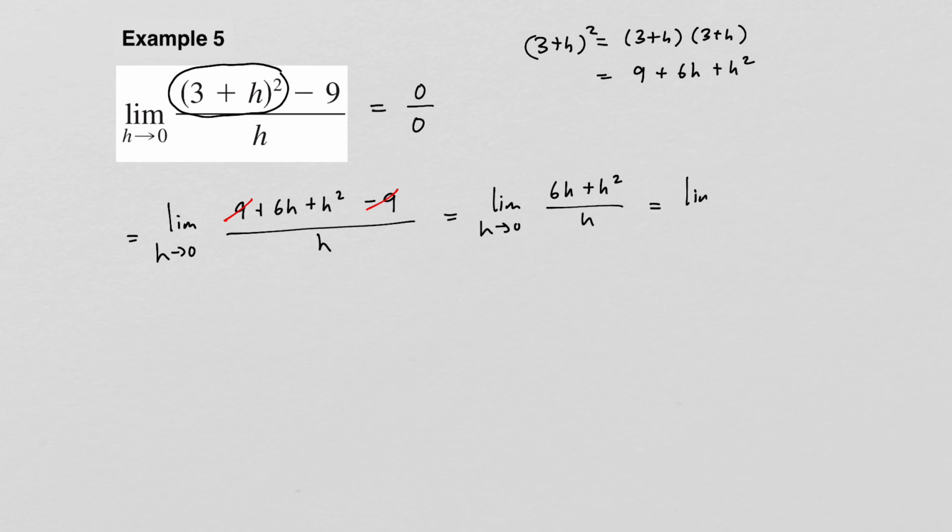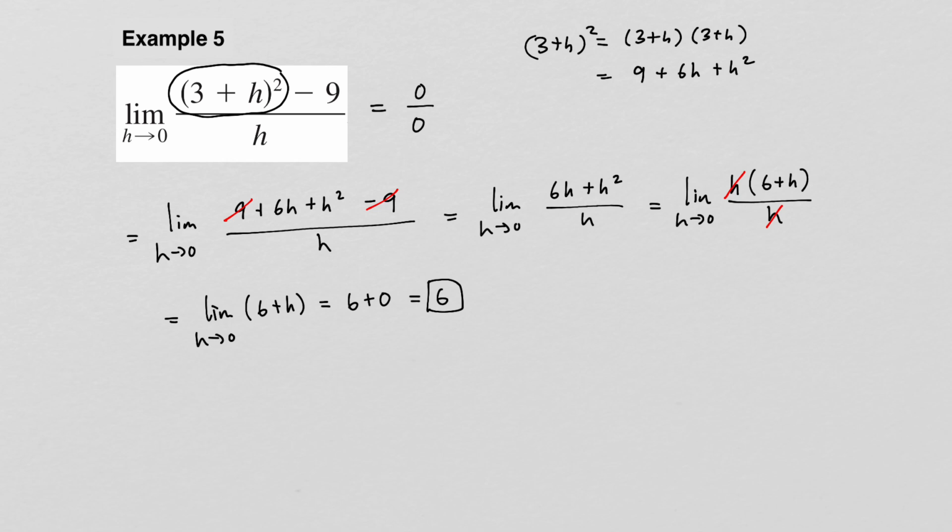So notice on top, you can factor out a common factor of h, leaving us with 6 plus h left over. And then now the h's cancel out. And this just becomes the limit as h approaches 0 of 6 plus h. And this becomes 6 plus 0, which is 6.